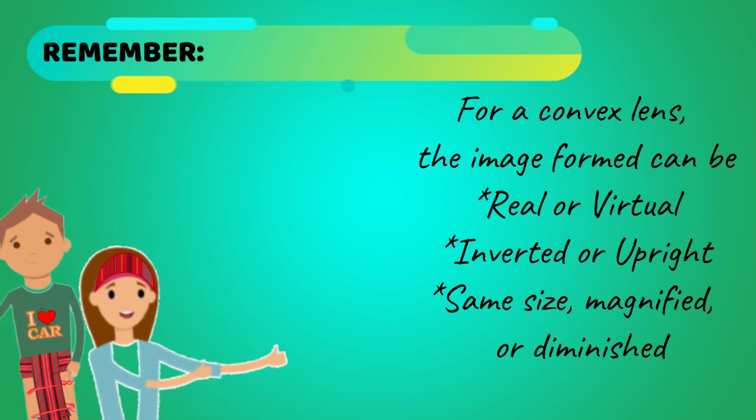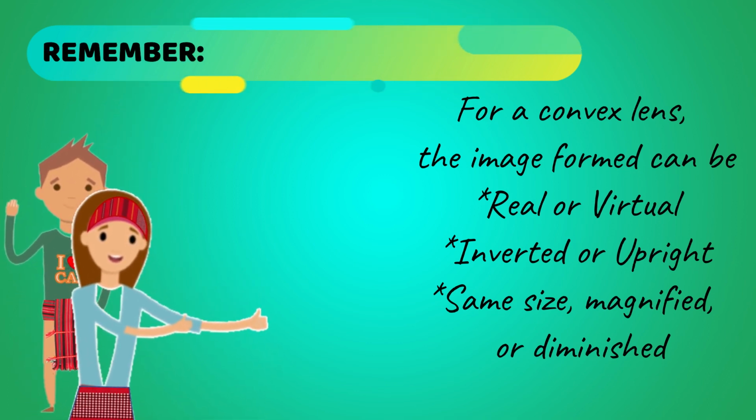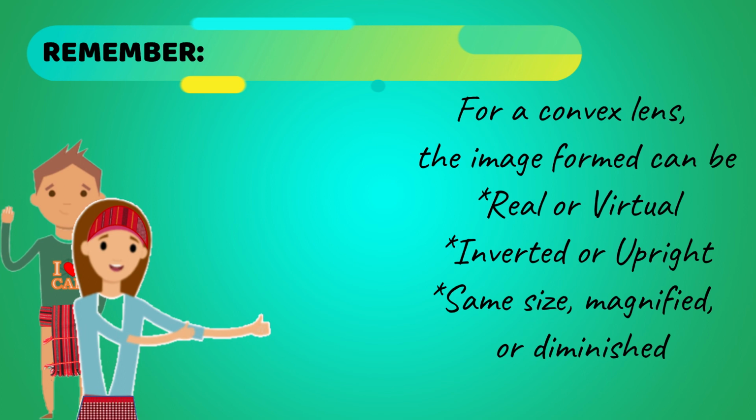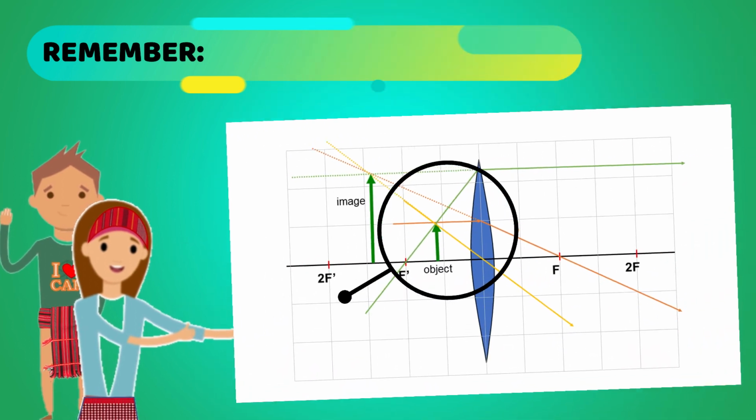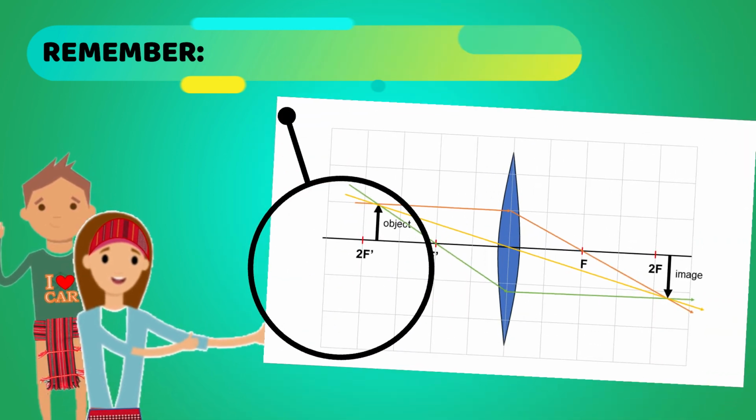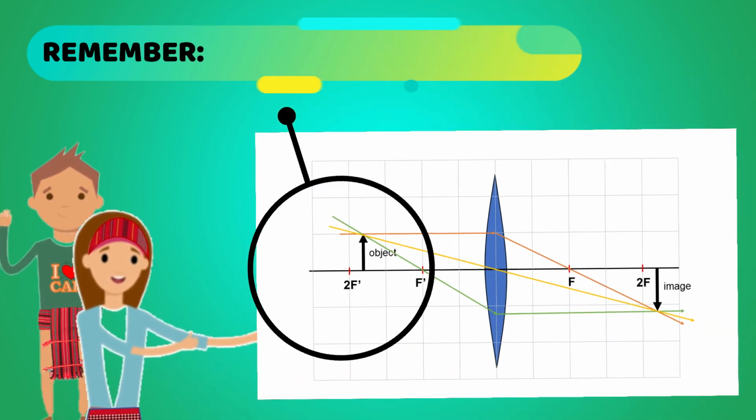Remember, convex lenses can form real or virtual images depending on the location of the object. A virtual image is guaranteed when you put the object between the focus and the vertex, while you get a real image when you situate the object after and beyond the focus.